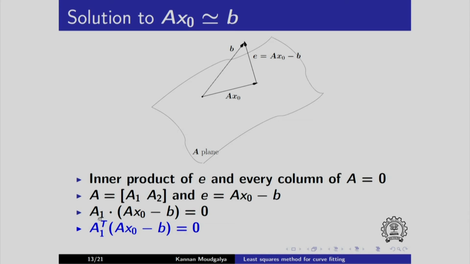In other words, A1 transpose into Ax naught minus B equals 0. Remember, A1 is a column. Here I take a transpose. As a result, this is a row vector and this is a column vector. So I write it as row into column. This is for the first column. Similarly, I write it for the second column. So I get A2 transpose into Ax naught minus B equals 0. Remember, these are row into column.